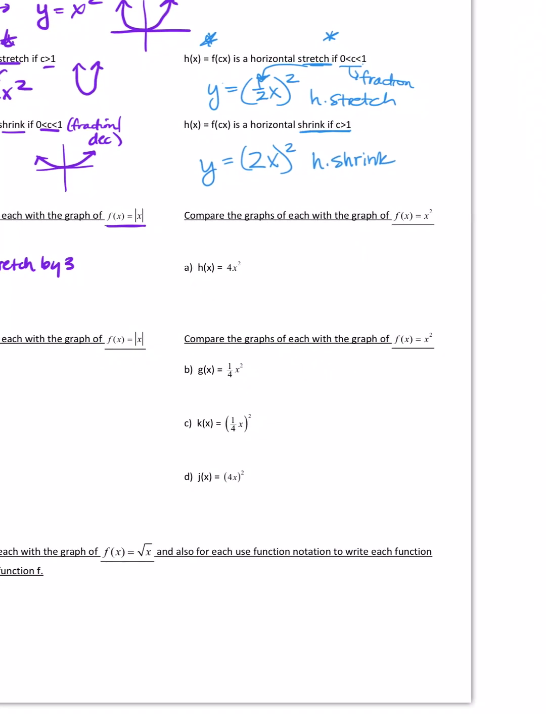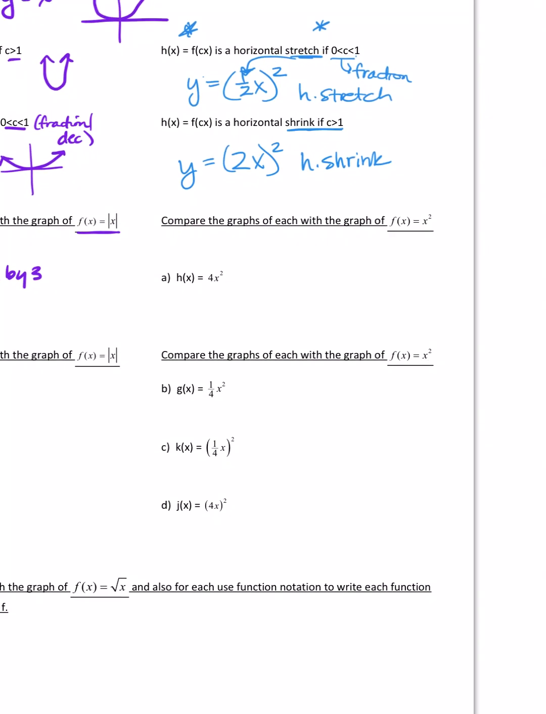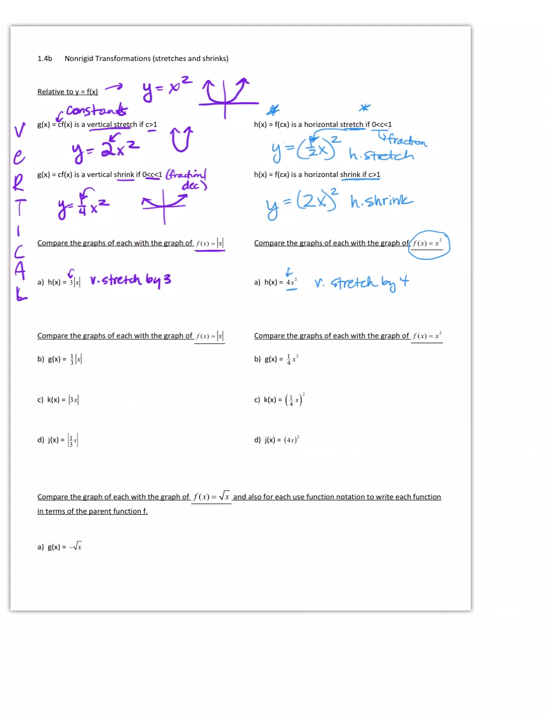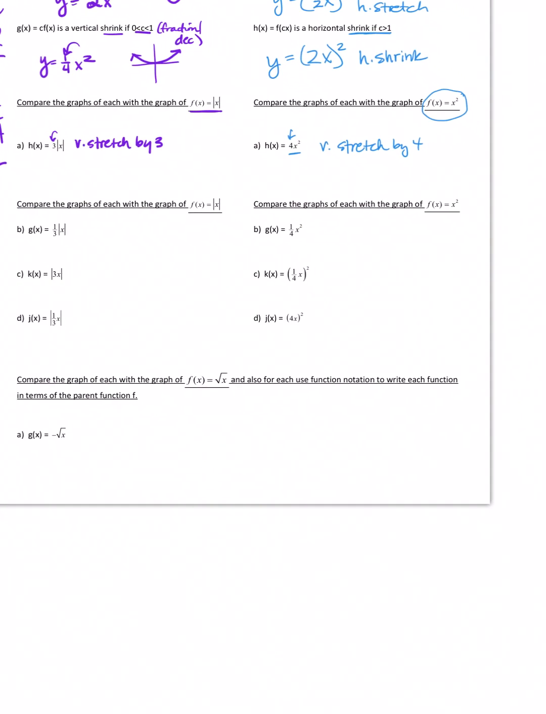So let's look at this one. Compare the graph of each with the graph of the original. Okay, so if this is my quadratic, what's happening here? Well, that's on the outside, so this is a vertical stretch by 4. This is back to what we were doing on the left side. All right, so let's do this one over here on B on the left side.